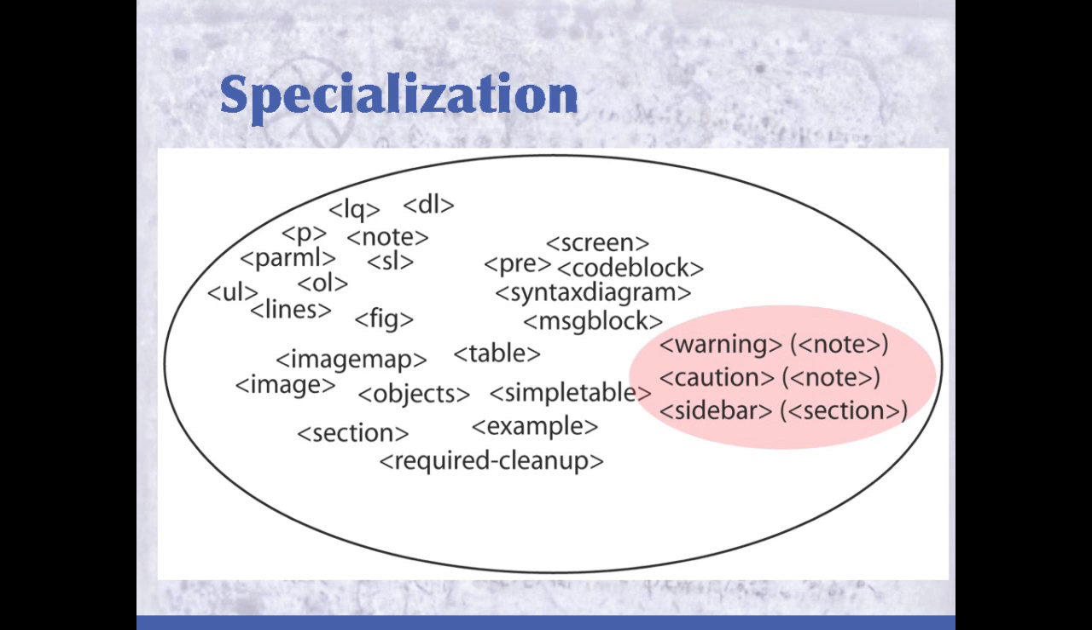Now, you're probably going to want to create custom processing for warning so that it does unique things with warning instead of just rendering it as a note. But it's really, really useful to be able to build these in and not break things. So warning would be based on note, caution could be based on note, and sidebar might be based on the section element. So you create additional elements specialized from the original element.